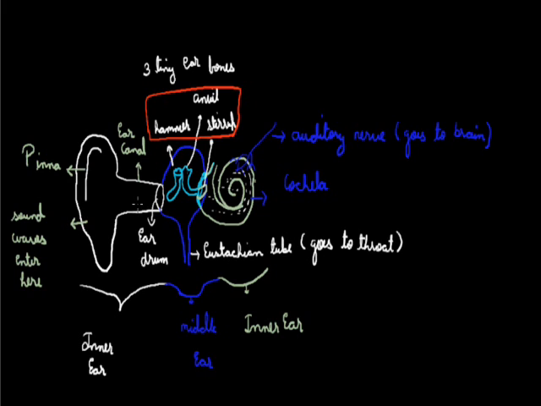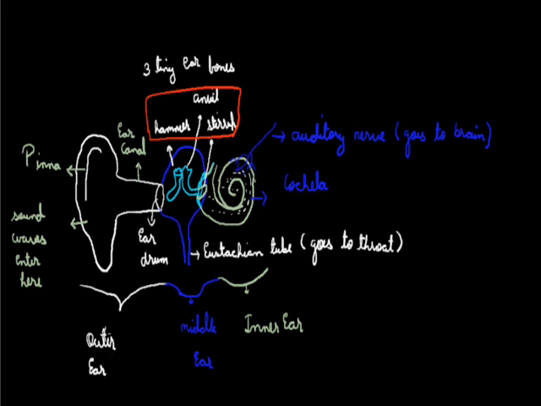It is basically divided into three compartments: outer ear, middle ear and inner ear. The white color structure represents the outer ear, the blue color structure represents the middle ear, while the grey color structure represents the inner ear.